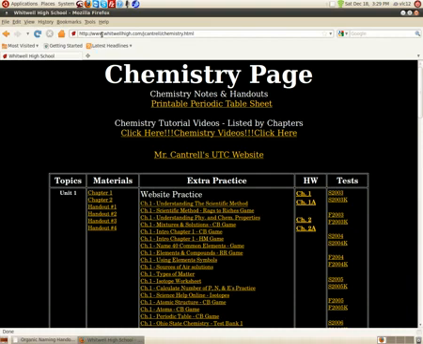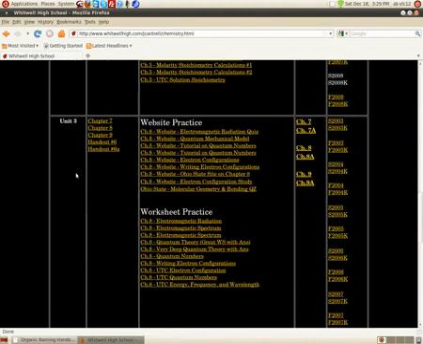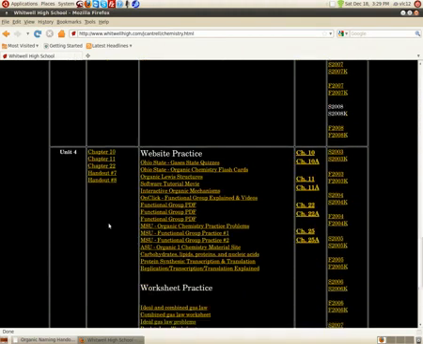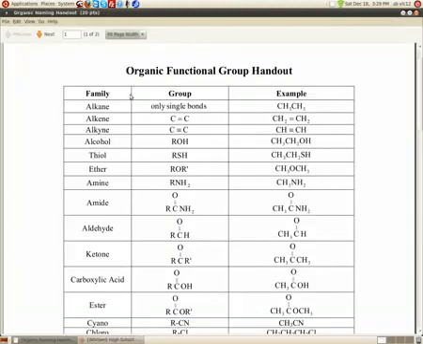Notice I'm at wilthigh.com/jcantrell/chemistry.html. Anyway, this is one of the last topics in Unit 4. And the two handouts that we're going to be looking at are handout 7 and handout 8. Both handouts will show you what functional groups you have to memorize.